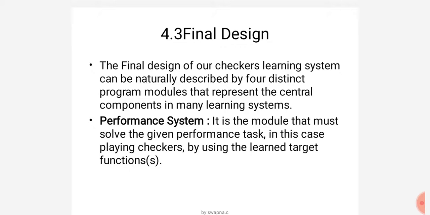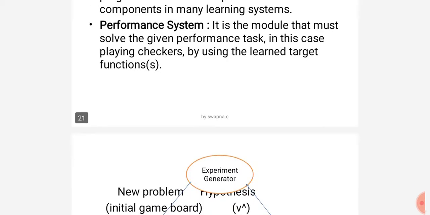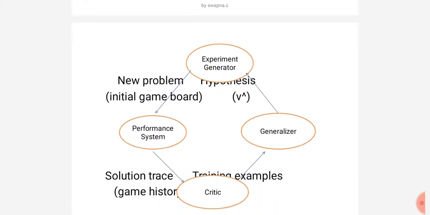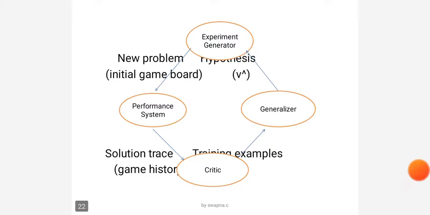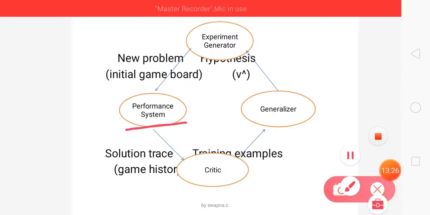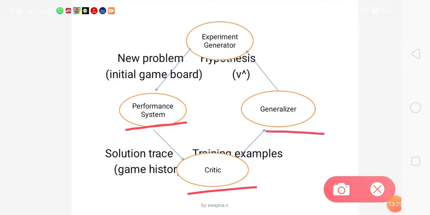In this case we are considering the checkers game, by using the learned target function and the previous experiences, if it is performing very well, that we can call the performance system module. So this is the diagram. The final design is divided into the 4 modules. Performance system, and the second one is the critic, third one is the generalizer, fourth one is the experiment generator.